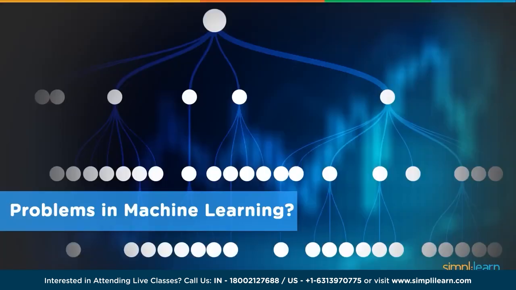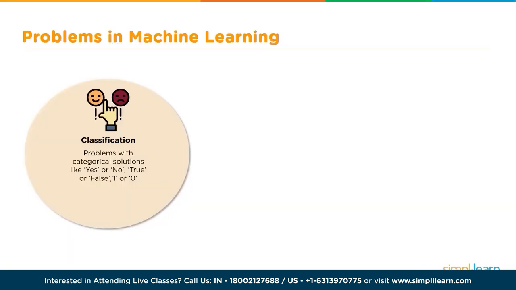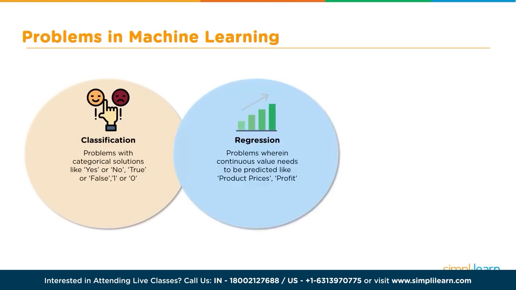Problems in machine learning. To understand where the decision tree fits into our machine learning tools, we have to understand the basics of some of the machine learning problems. Three of the primary ones fall underneath classification: problems with categorical solutions like yes or no, true or false, 1 or 0. This might be, does it belong to a particular group? Yes or no. Then we have regression, problems where a continuous value needs to be predicted, like product prices, profit.